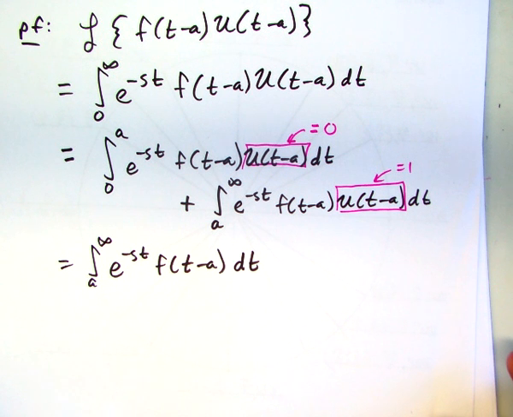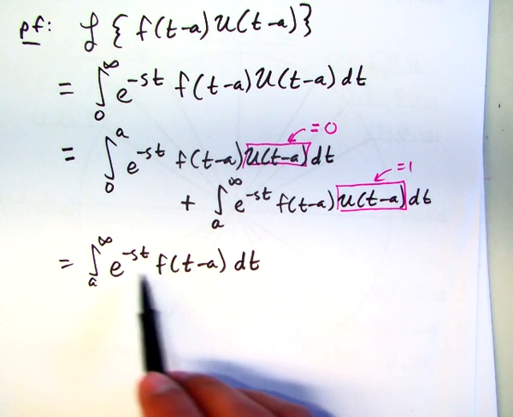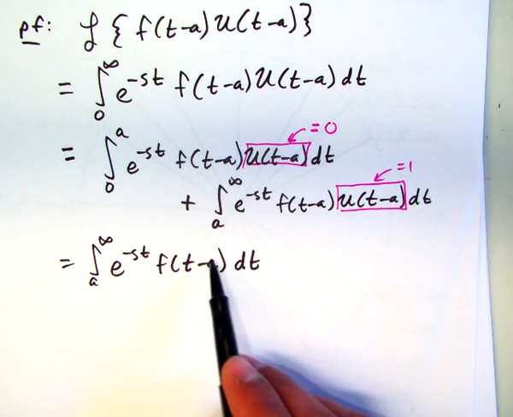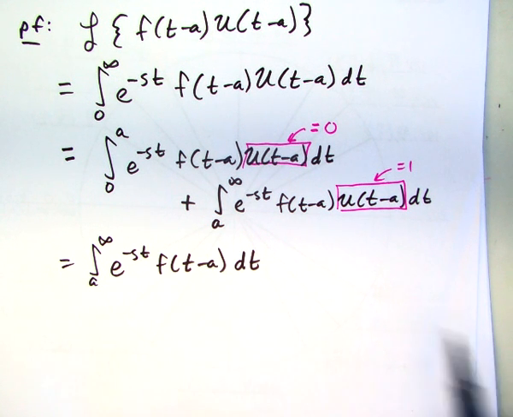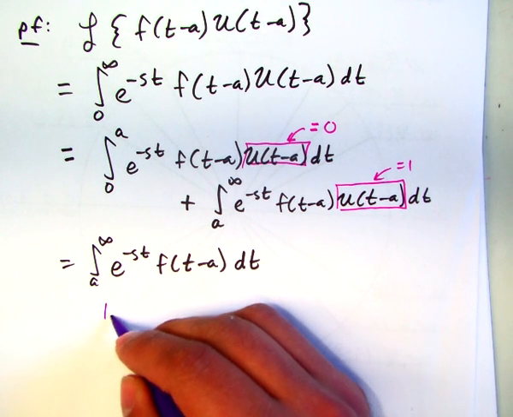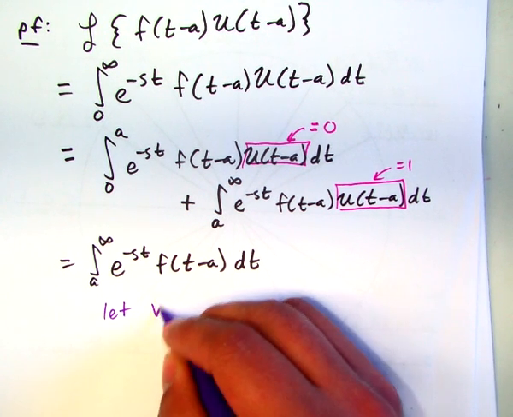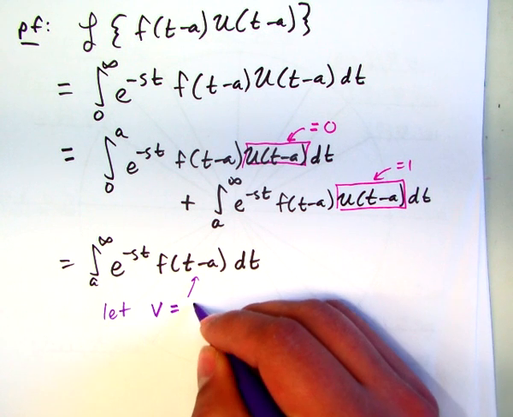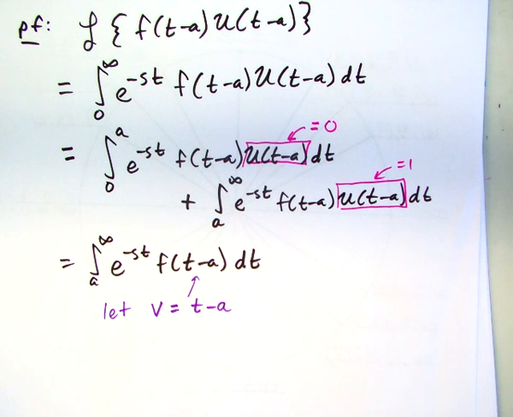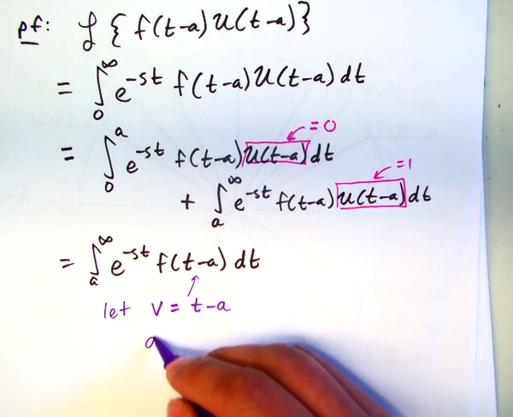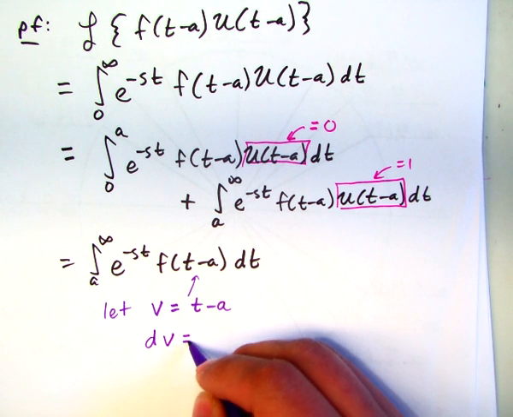So now what can we do, because we don't quite have anything that jumps out at us. I mean, obviously we don't know what this is. It's not quite the definition of the transform. So what we can do is this. Let's introduce a new variable, v, equal to t minus a. Then dv is going to equal dt.